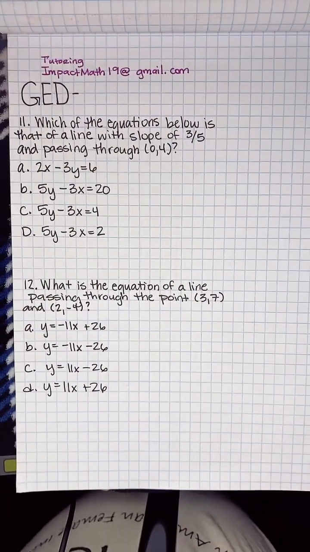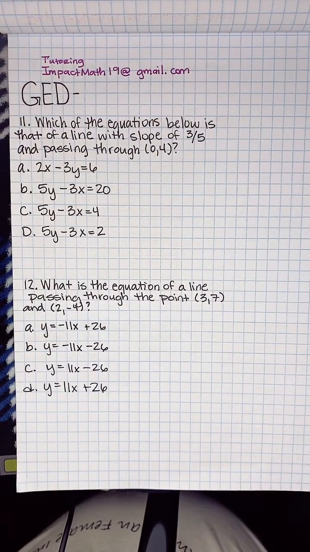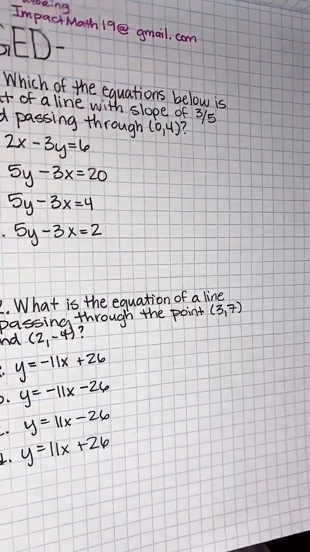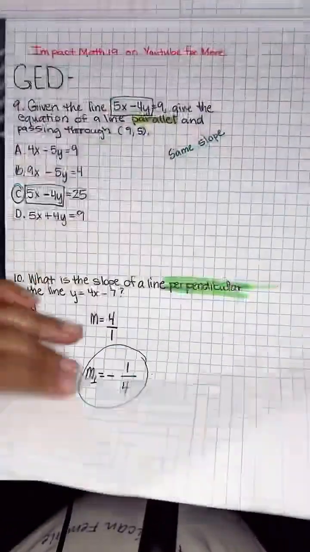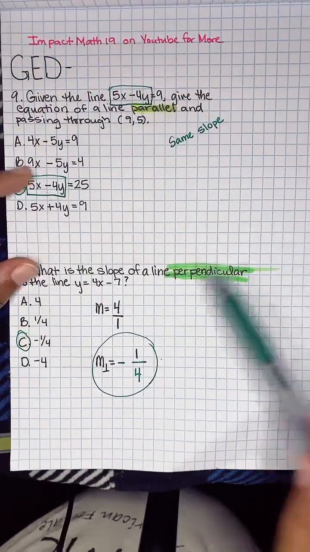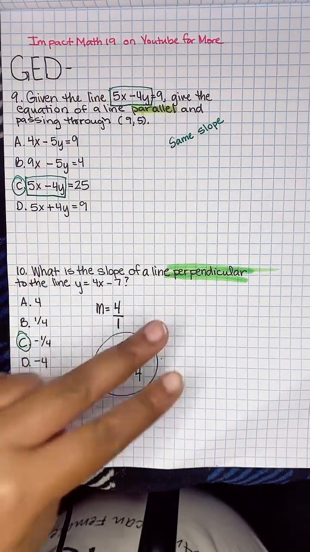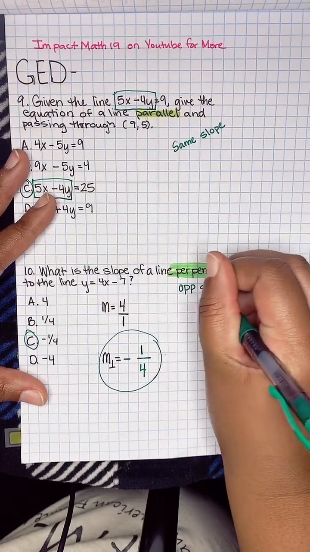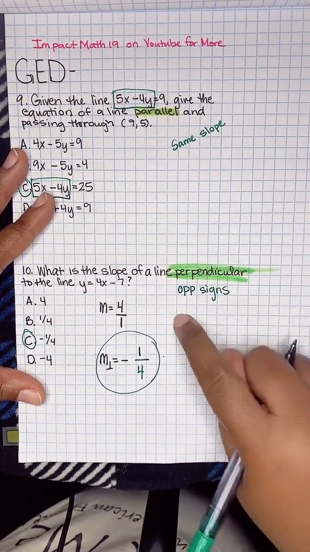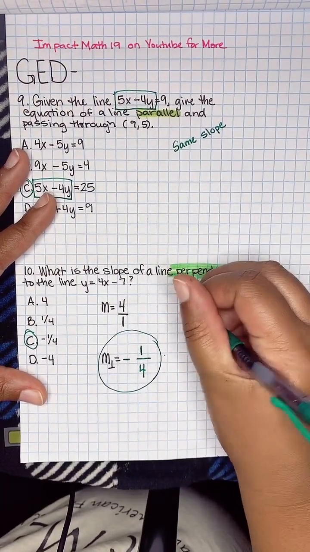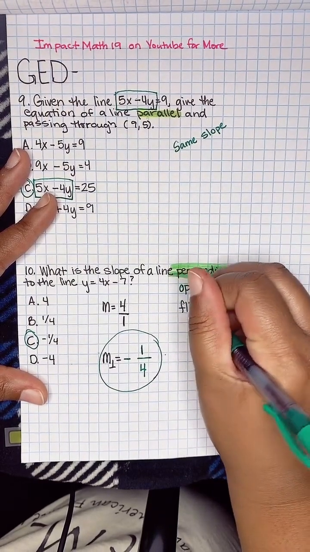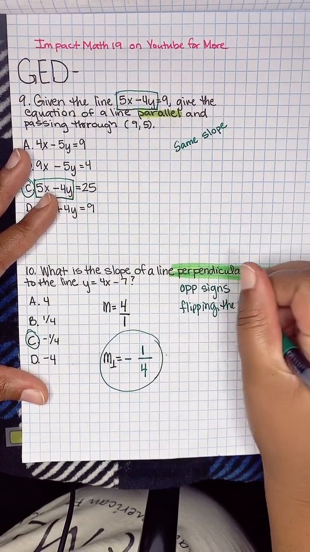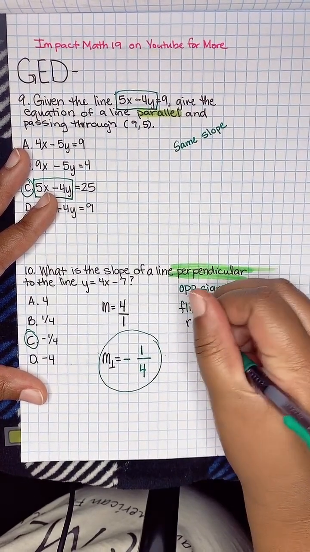All right. So why do you have to flip it? I don't get it. Okay, so that's a part of the requirements in order for it to be perpendicular. See, in order for it to be perpendicular, you need to meet two conditions. One, opposite signs. And the second is flipping the number, which is called reciprocal.